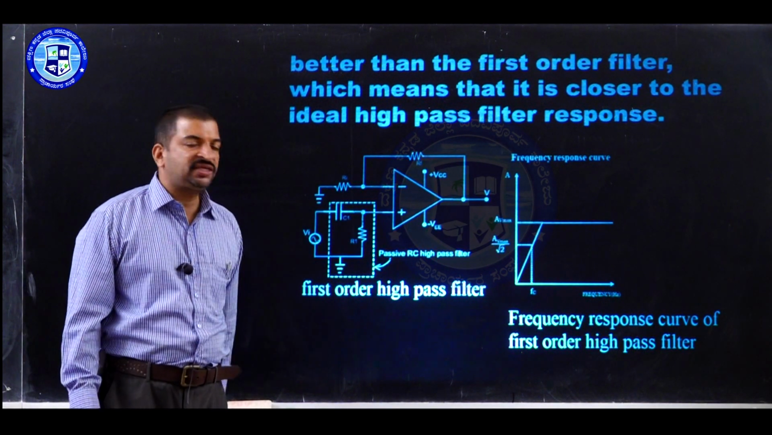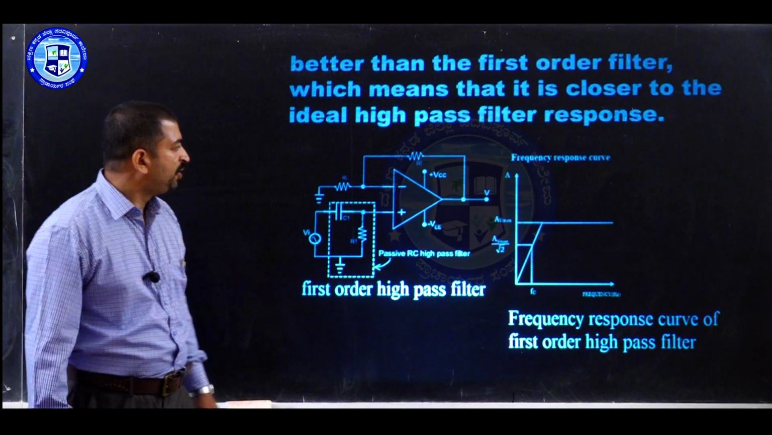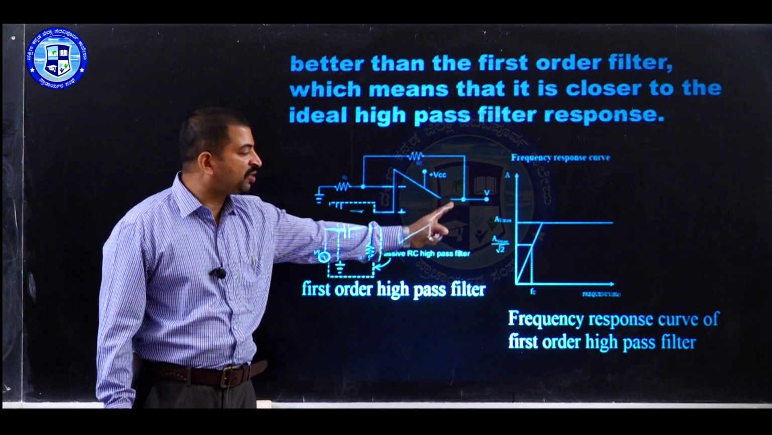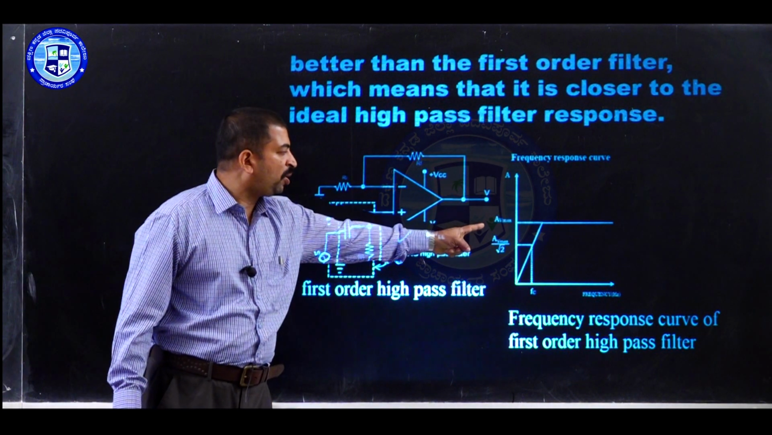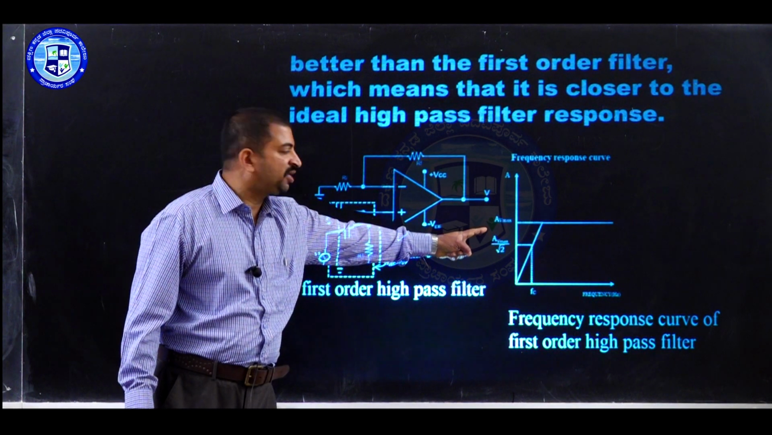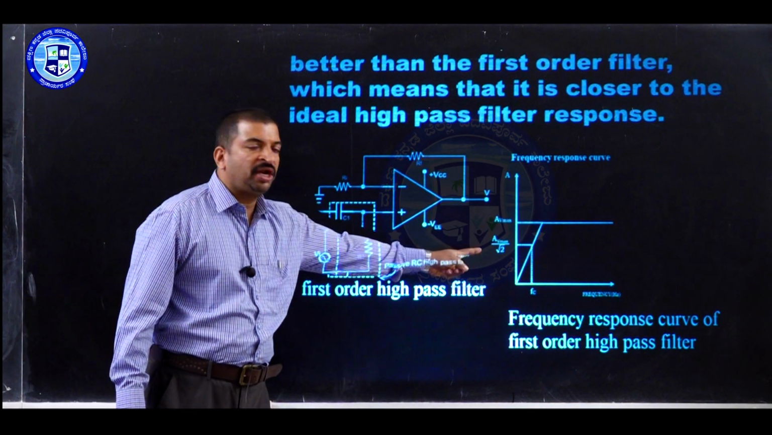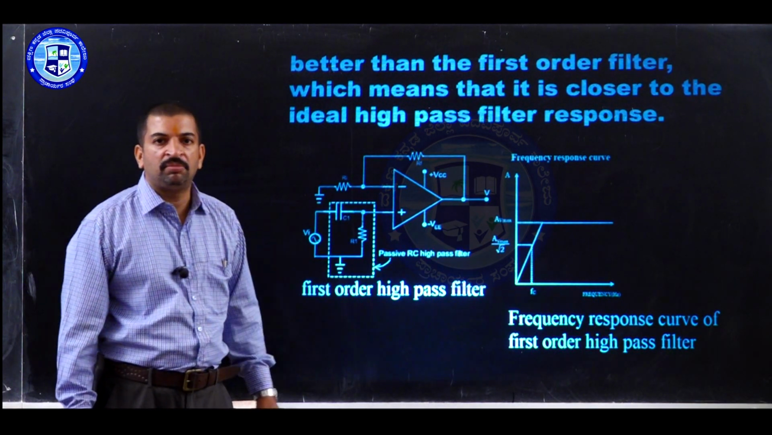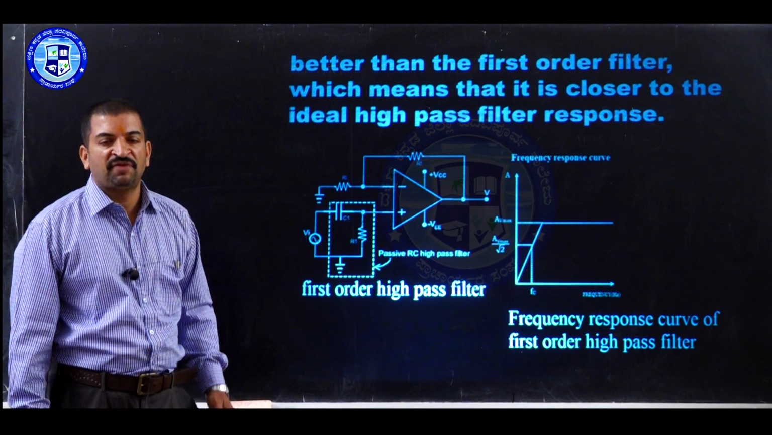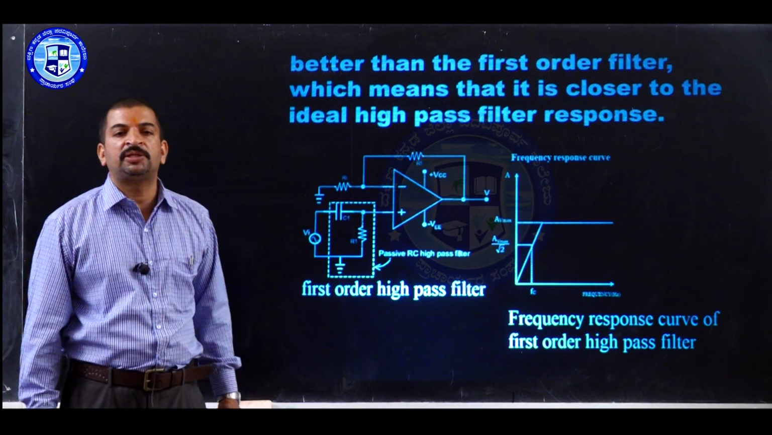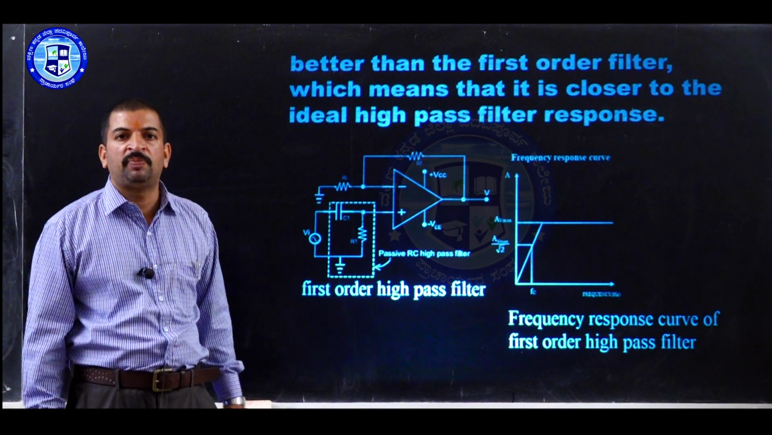Look at the frequency response curve of the RC high pass filter. It is a graph of voltage gain versus frequency. Now, the voltage gain corresponding to the maximum voltage gain is indicated as AV maximum. The frequency corresponding to 1 by root 2 times the maximum gain is called the critical frequency. The frequencies above the critical frequency will be allowed to pass through, and frequencies below the critical frequency will be blocked by the circuit.